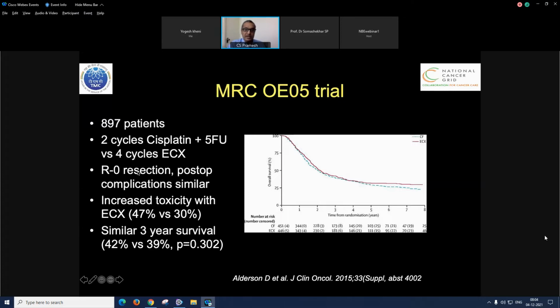The R0 resection rates as well as the postoperative complications were very similar. However, there was increased toxicity with more chemotherapy being given as compared to less. And disappointingly, the 3-year survival was no different between the 2 arms. So it is not always true that more chemotherapy is better than less chemotherapy. This is a very good example that stopping at 2 cycles of platinum-based chemotherapy is as good as giving more cycles. In fact, superior because it comes at a lower toxicity.